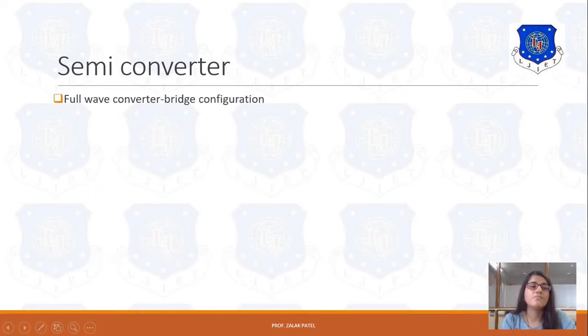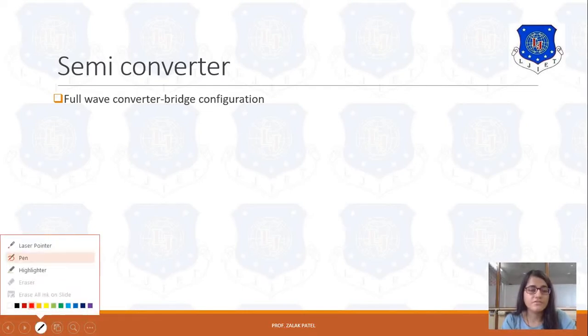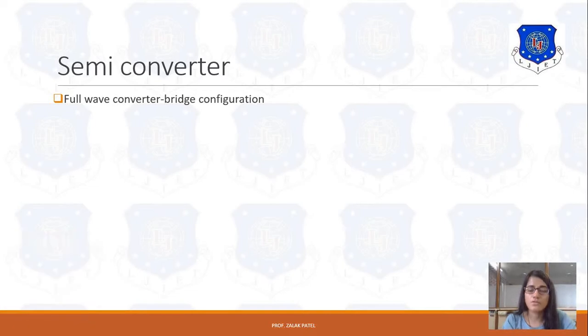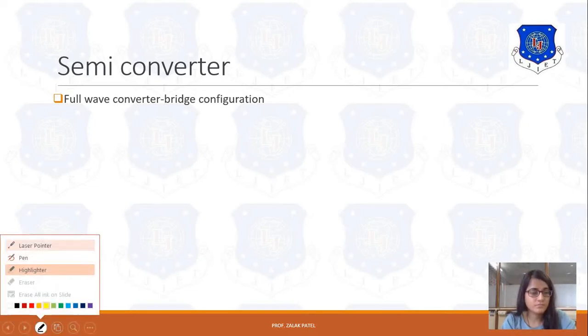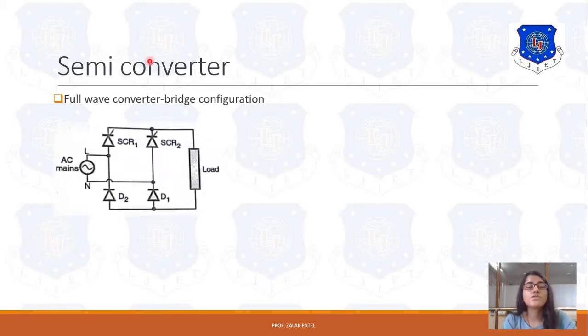Semi-converter is one type of full wave converter with bridge configuration. There is also another configuration, that is a center tap configuration with full wave converter, but here we discuss semi-converter with bridge configuration. So now let's see how it looks. This is a circuit diagram of semi-converter.